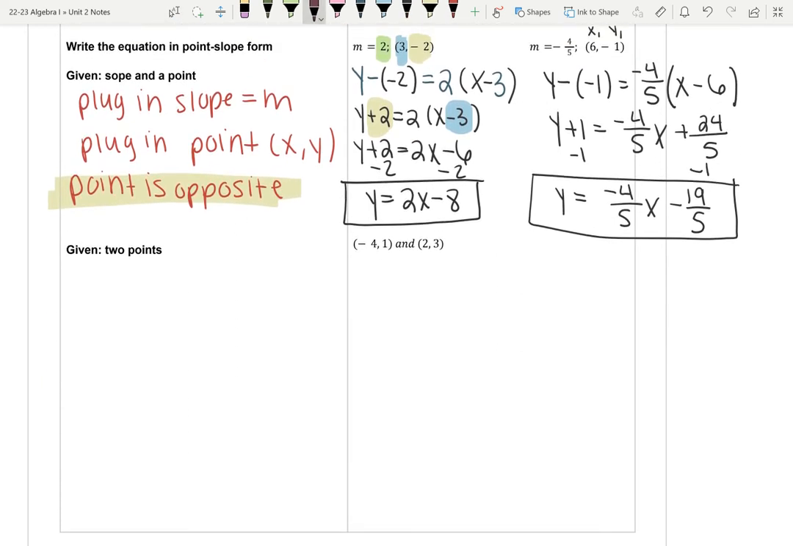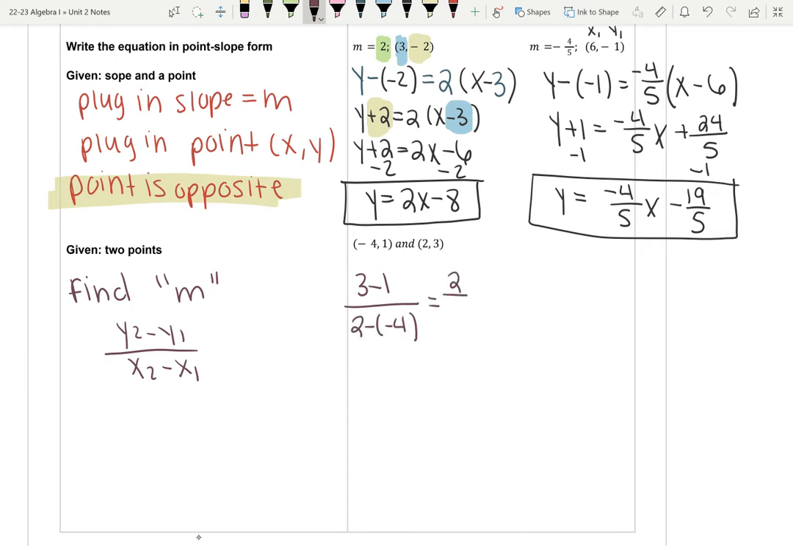Okay, now we're going to go over what to do if you're just given 2 points, so the slope isn't given to you. Like we did in our other notes, when you're given 2 points, you have to find the slope. So we're going to first find m. Okay, so I'm going to have to use that formula. If you don't remember it, it is y2 minus y1 over x2 minus x1. So I'm going to have 3 minus 1 over 2 minus negative 4. Now 3 minus 1 is 2. Remember, this really becomes like 2 plus 4. So it's going to be 2 over 6, which is 1/3. So that's my m.